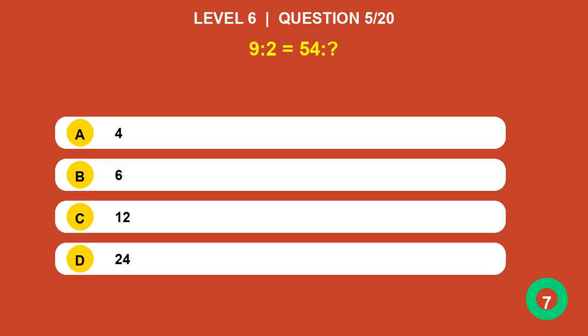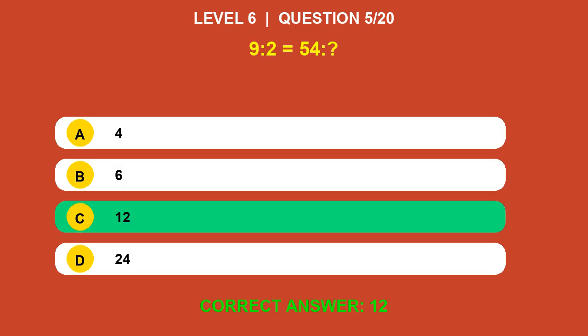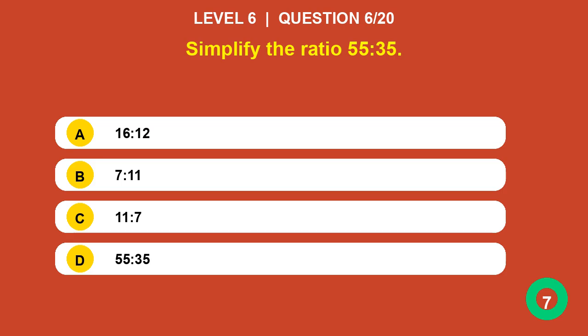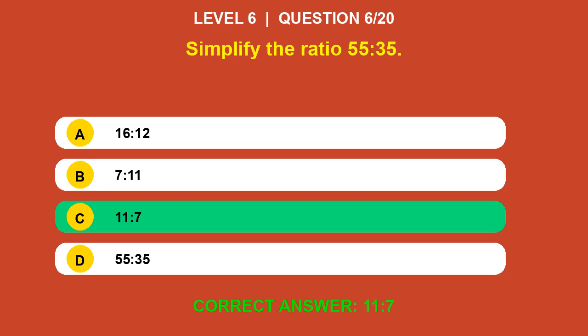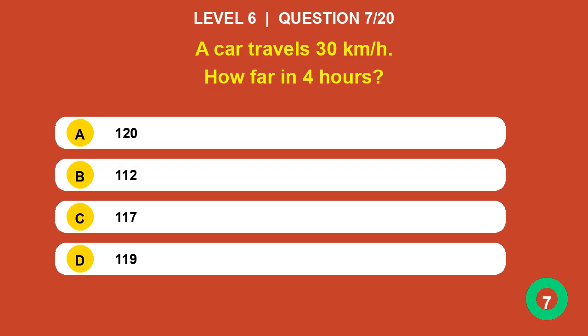9:2 equals 54? Answer is 12. Simplify the ratio 55 to 35. Answer is 11:7. A car travels 30 kilometers per hour. How far in 4 hours?